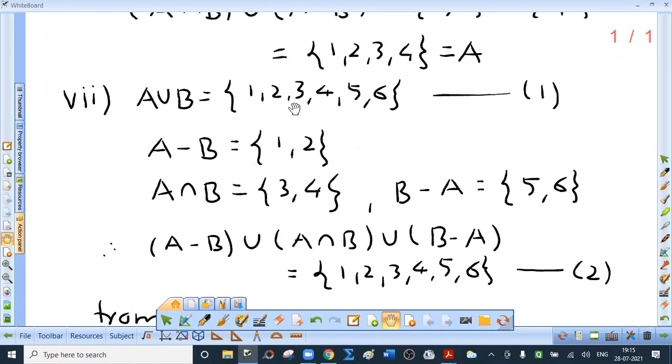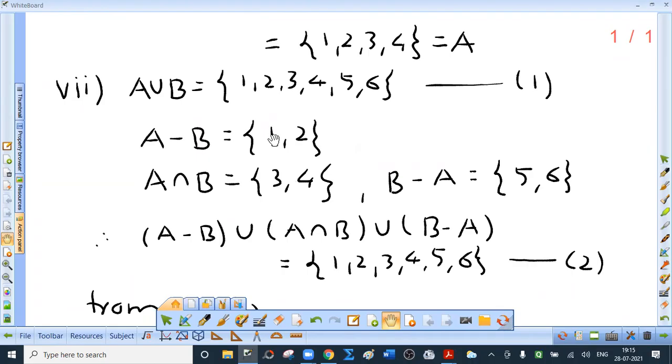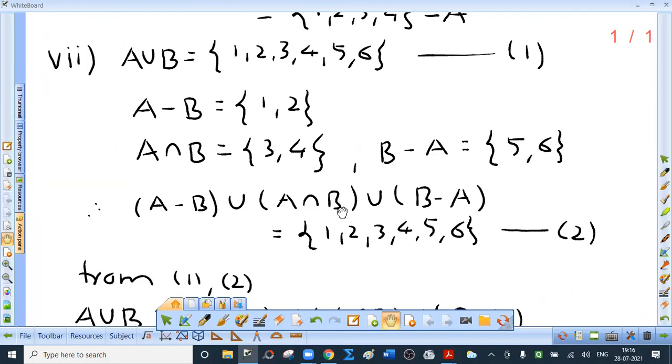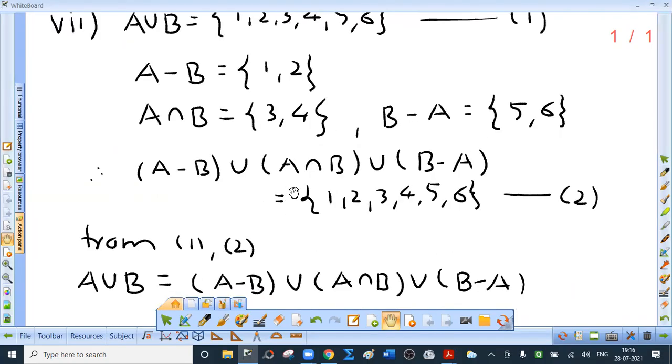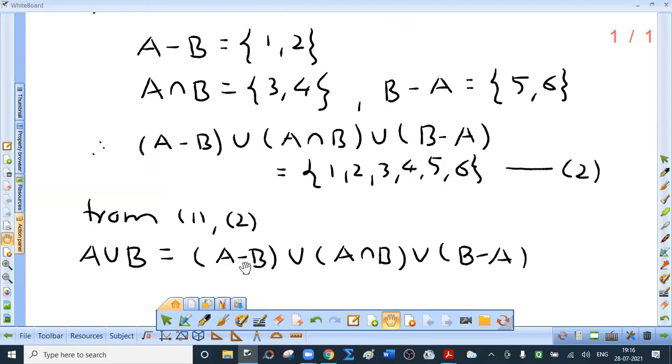Next, A union B: 1, 2, 3, 4, 5, 6. A minus B, elements which are in A but not in B: 1, 2. A intersection B, common: 3, 4. B minus A, elements which are in B but not in A: 5, 6. Their union: 1, 2, 3, 4, 5, 6. So from 1 and 2, A union B is A minus B, elements which are only in A, union common elements, union elements which are only in B.